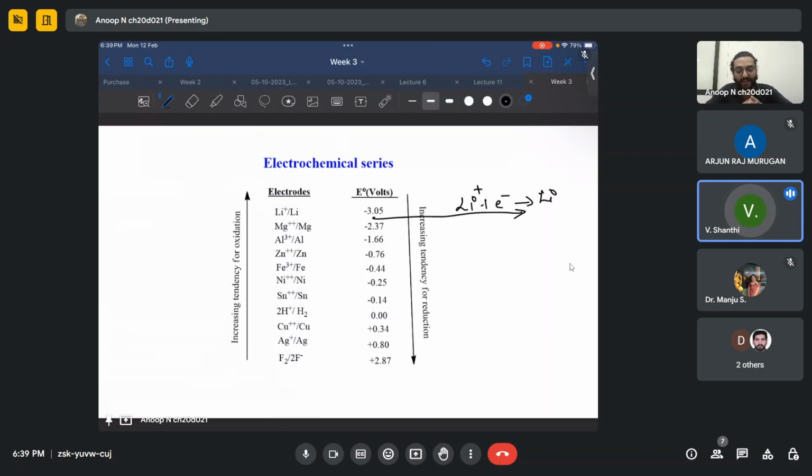Aluminum will be in the ideal case. Always in the class, I'll be asking about ideal cases only. Suppose we are taking hydrogen and zinc, which will be the anode and which will be the cathode?